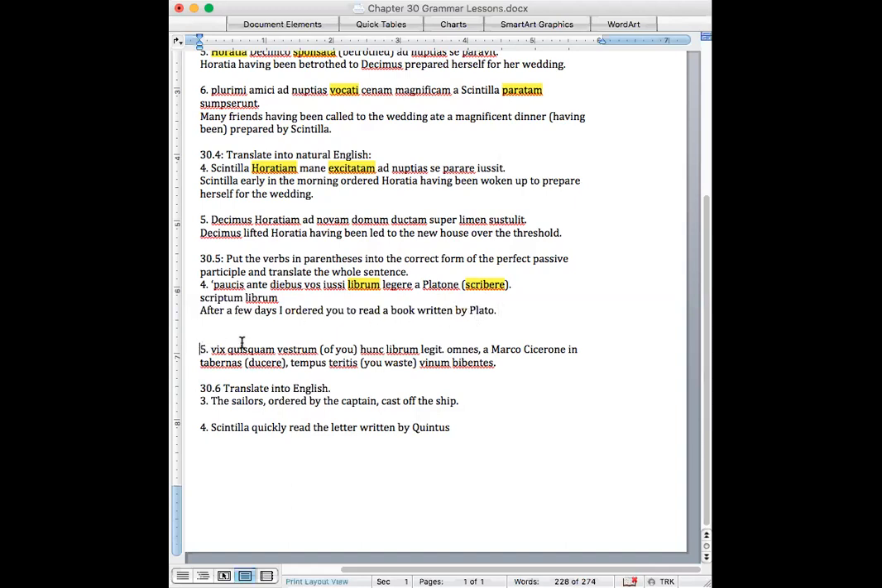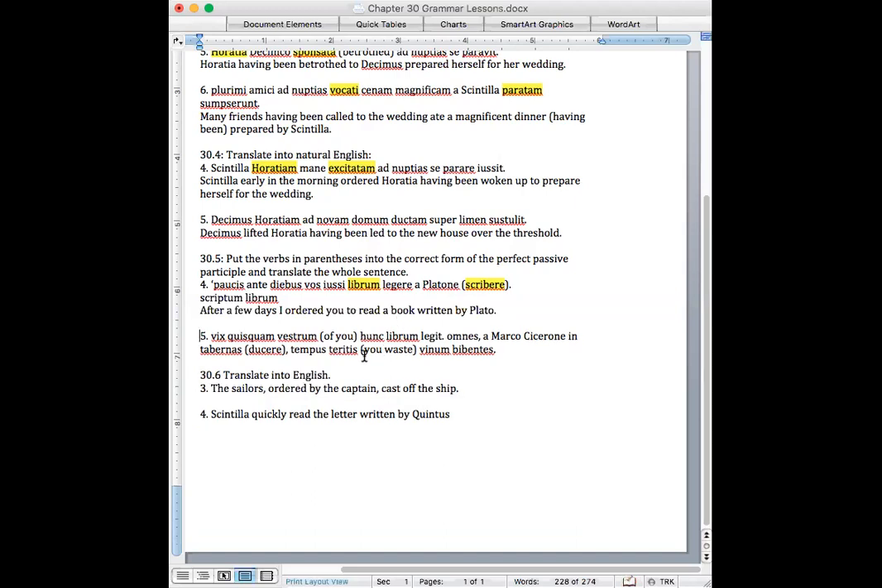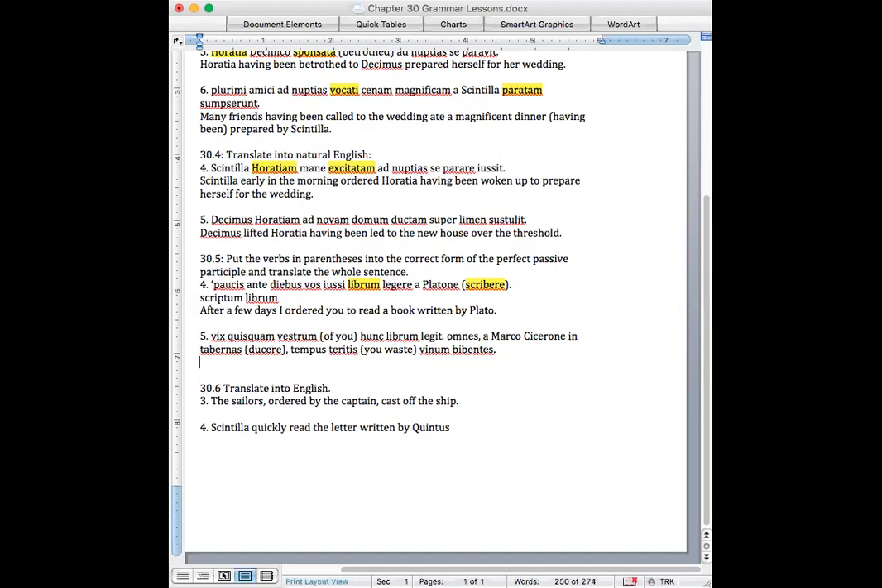You could say "having been written," that would be fine. Number 5. Oh, this teacher is mad at these kiddos. So we've got ducere, which is going to agree with omnes here, it looks like. Oh man, these kids are bad.